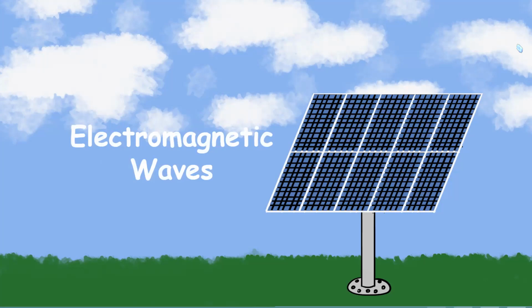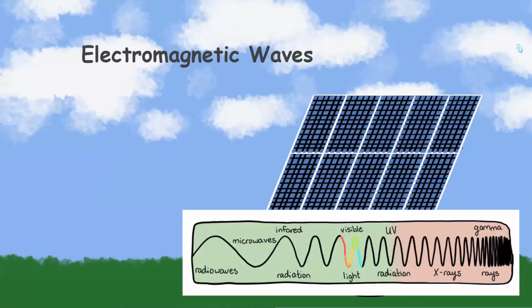Electromagnetic waves. There are three types of electromagnetic waves emitted by the sun: visible light, infrared radiation, and UV radiation. As you can see from the electromagnetic wavelength diagram in the corner, infrared radiation has the longest wavelength of the three, followed by visible light, with UV radiation having the shortest wavelength.